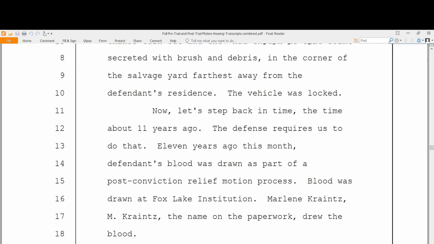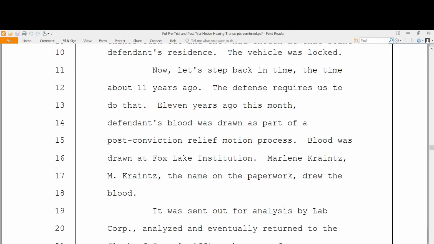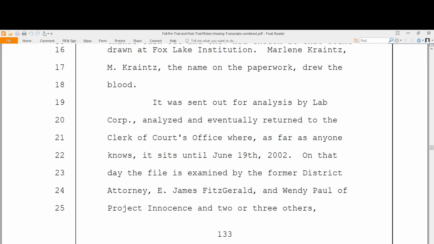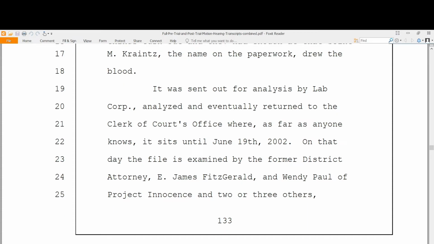The vehicle was locked. Now let's step back in time, about 11 years ago. The defense requires us to do that. 11 years ago this month, the defendant's blood was drawn as part of the post-conviction relief motion process. Blood was drawn at Fox Lake Institution. Marlene Kranitz, M. Kranitz, the name on the paperwork, drew the blood. It was sent out for analysis by LabCorp, analyzed, and eventually returned to the clerk of court's office, where, as far as anyone knows, it sits until June 19, 2002.